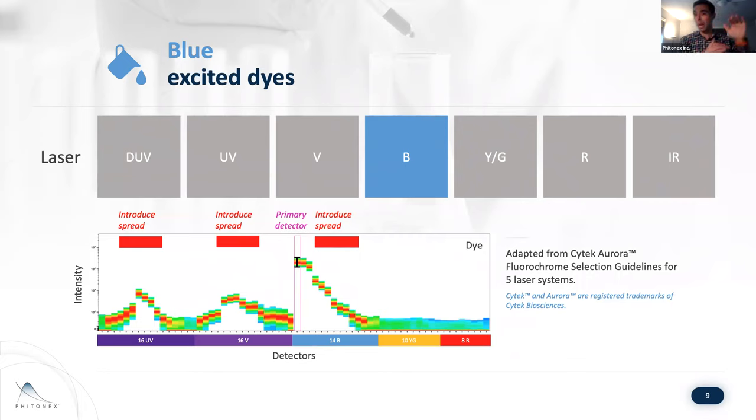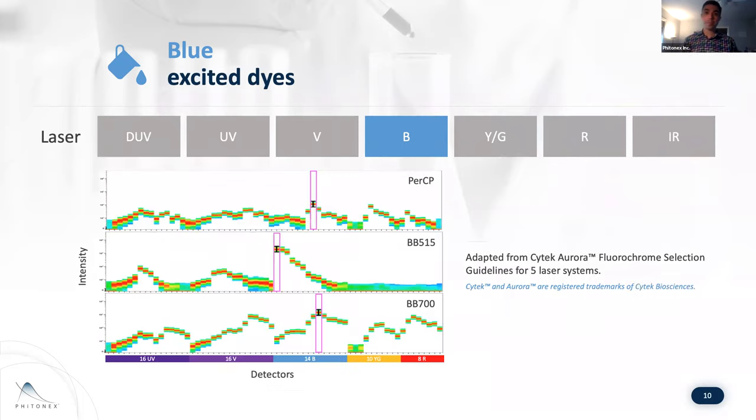And so in an ideal scenario, you'd have a very, very bright dye in the primary channel of interest and very, very low cross excitation so that you didn't contribute spread into all the other panels, right? This makes analysis easier. It makes panel design a heck of a lot easier. And it means you can actually leverage the full capabilities of the instrument, right?